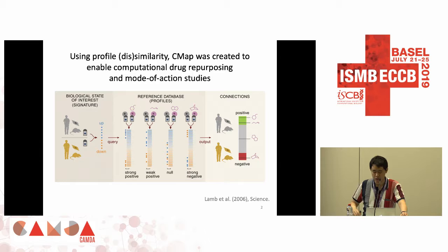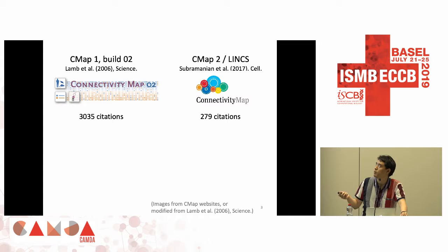Today, there are two versions of connectivity map. The first one was released more than a decade ago, and for the purpose of our analysis, we use what is known as Build 02, which I'm referring to as CMAP 1. It is very widely used, or at least widely cited, with at least 3,000 citations in Google Scholar. CMAP 2, which is what today is known as the Lynx L1000 dataset, was published 2 years ago, and currently has about 300 citations.